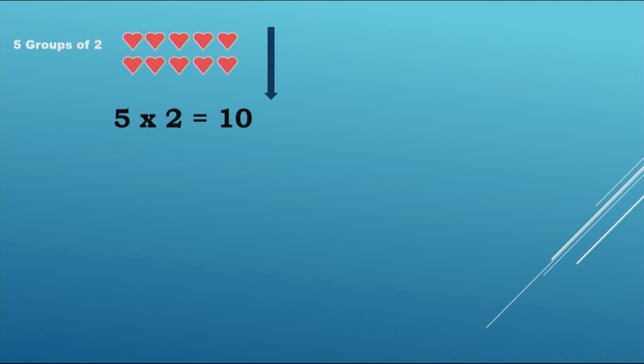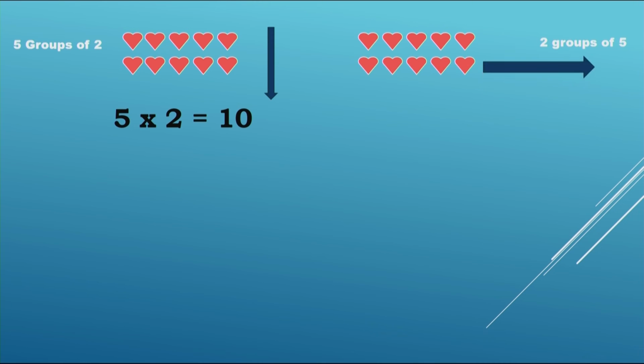5 groups of 2. There we go. 5 groups of 2 on your screen. You see how the placement is. 5 multiplied by 2 is equal to 10. 2 groups of 5. Okay, that's one group of 5. And now there's your next group of 5. And you see how it's set? And 2 multiplied by 5 is equal to 10.